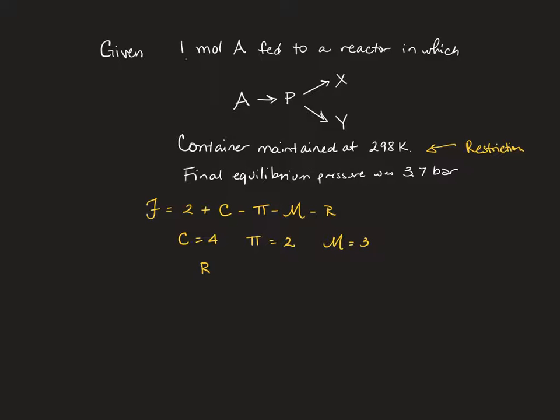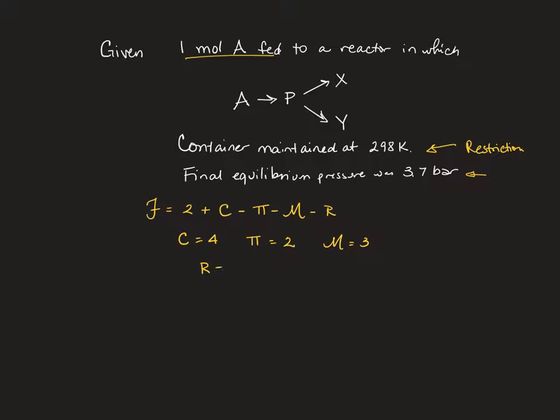Now, 1 mole of A fed is not a restriction. 298 Kelvin is a restriction. This is a matter of interpretation. Really, this was worded in such a way that it was saying that pressure was allowed to float and then that was the final pressure that you eventually had. It wasn't actually a true restriction.